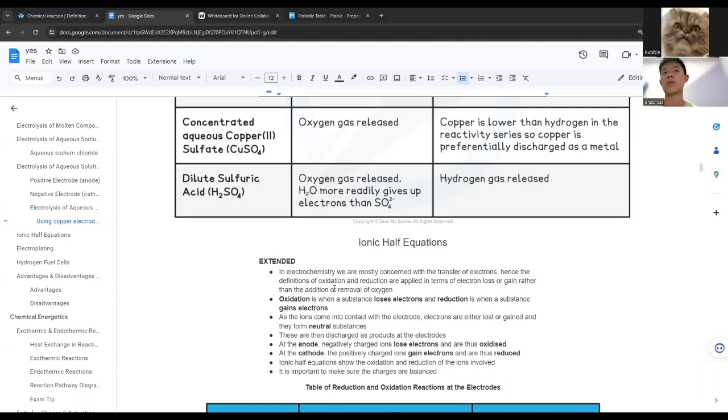Okay, I'm back. And then dilute sulfuric acid, H2SO4, very common. Oxygen gas is released at the anode, H2O more readily. So H2O is formed. Oxygen. And then at the cathode, hydrogen gas is released.